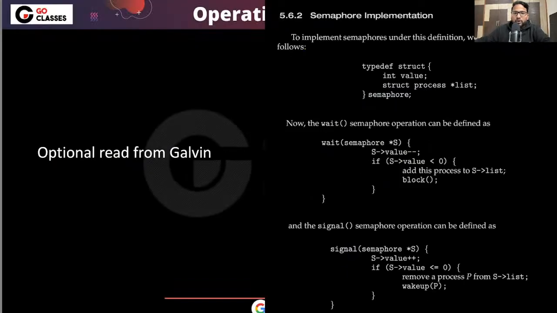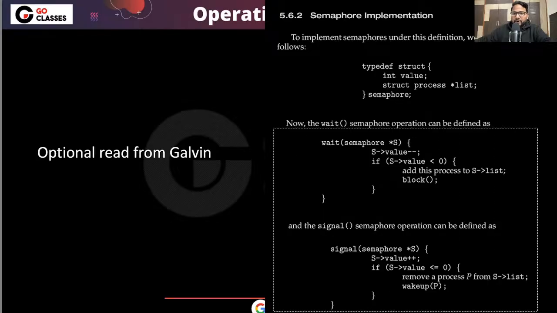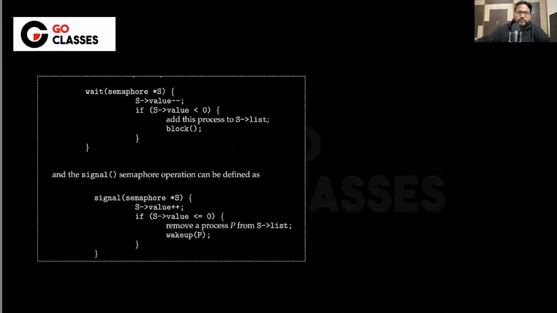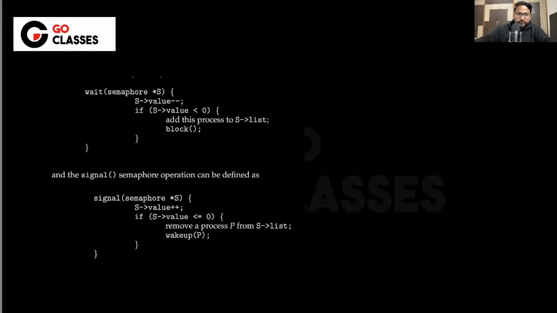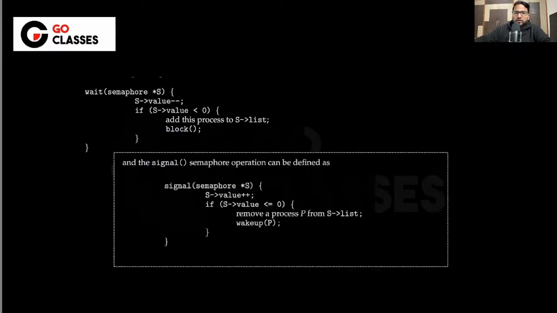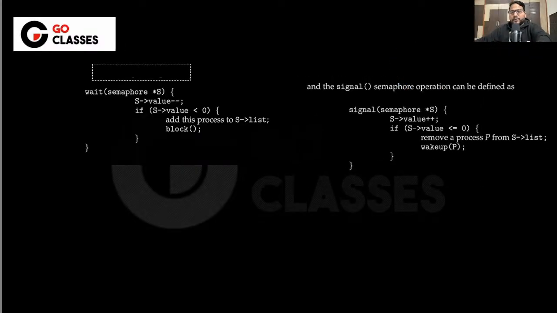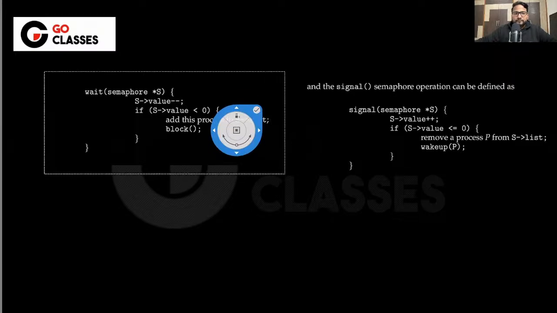So let me tell you the implementation from Galvin, what is happening. Let me quickly tell you the implementation from Galvin, and then we will proceed with the examples. So see here, this is P and V. This is the implementation from Galvin.